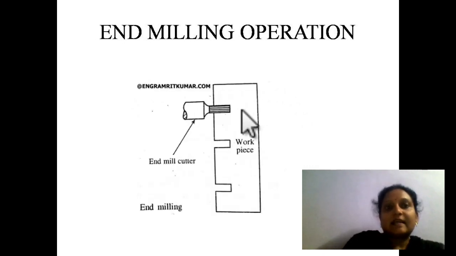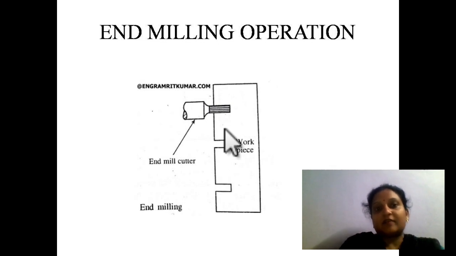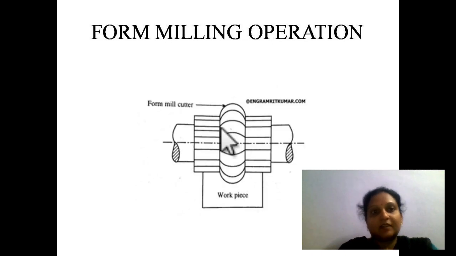Next one is end milling operation. Wherever you want to perform the milling operation at the corners or at the ends, there we use an end milling operation. Next one is form milling. In case of form milling, we produce concave shapes and convex shapes. And the cutting tool which we use for form milling is the form milling cutter.